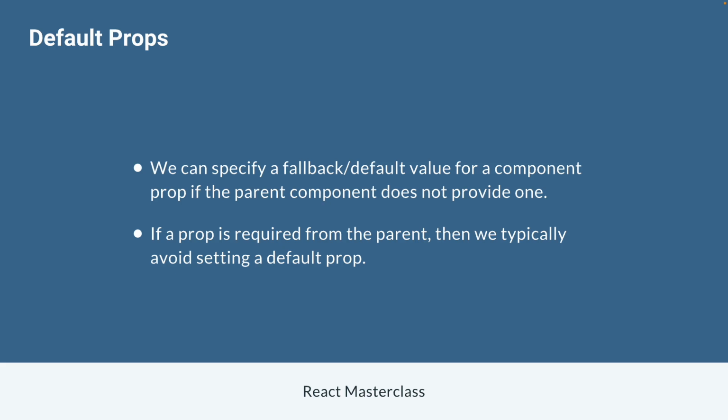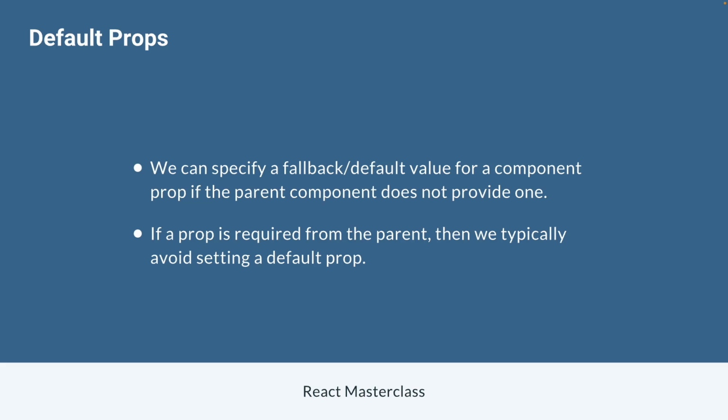The way that syntax works is we assign a default props property to the functional component. We similarly assign it a JavaScript object where the properties are the prop names and the values are the fallback values to utilize. And we saw how when we forgot, for example, to provide a taco name from the parent, we had a fallback value rendered just fine in the browser.